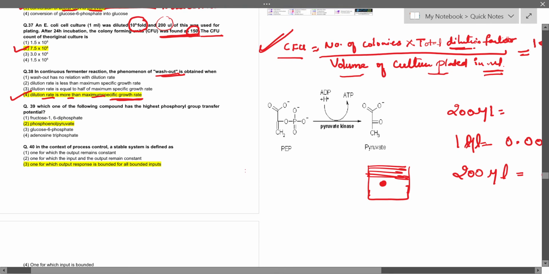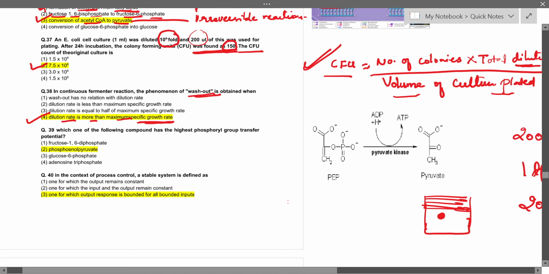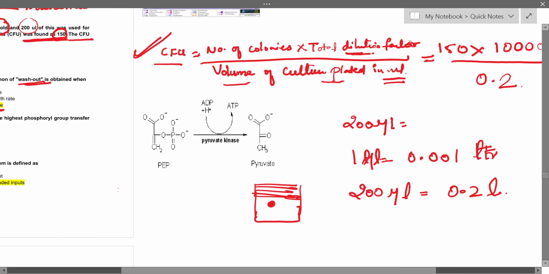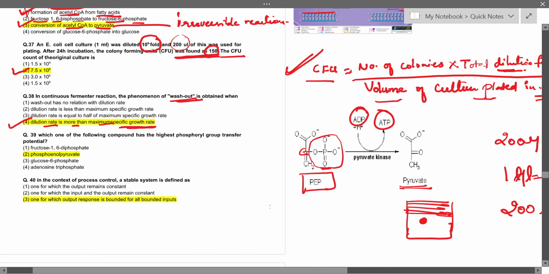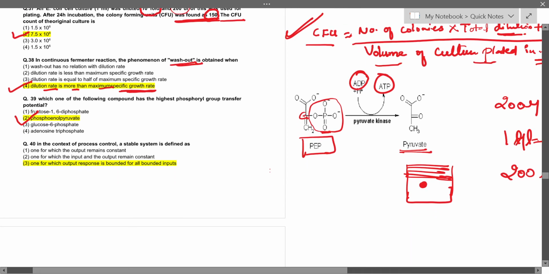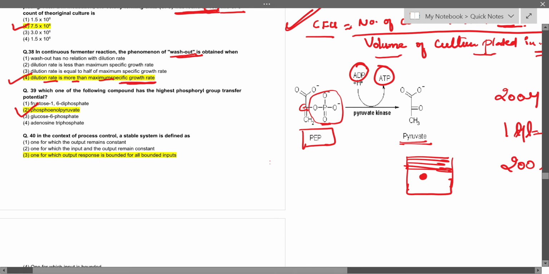Which one of the following compounds has the highest phosphoryl transfer potential? Here we see phosphoenol pyruvate. PEP means phosphoenol pyruvate, and it has a phosphate group. It has the highest capacity to transfer this phosphate group from the second carbon to ADP, turning it into ATP, and it is converted into pyruvate. So phosphoenol pyruvate is the correct option, having the highest phosphoryl group transfer. In the context of process control, a stable system is defined as one in which the output response is bounded for all bounded inputs. This is the correct option.